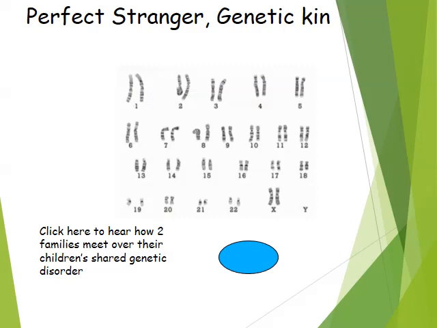22q13 is the name of this disorder, and it refers to the location of deletion. It's a microdeletion on chromosome number 22, the 13th region. This disorder, however, occurs spontaneously. It's not inherited.